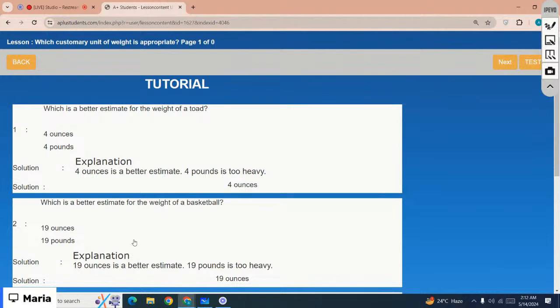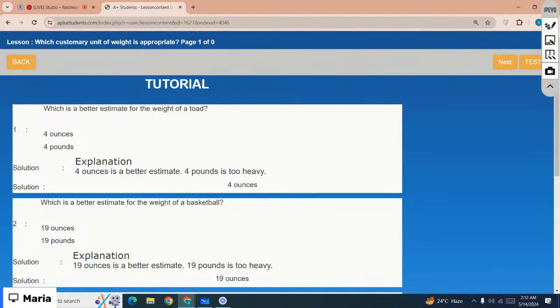because pounds is a bigger unit and ounces is a smaller unit, right? So that is the ounces. So the correct option is 4 ounces, right? 16 ounces equal 1 pound, right? So ounces is a smaller unit and pound is a bigger unit.